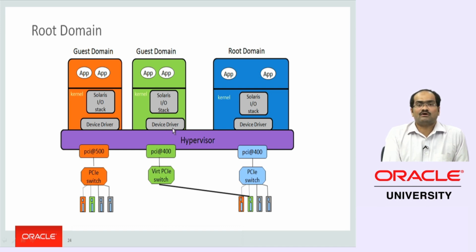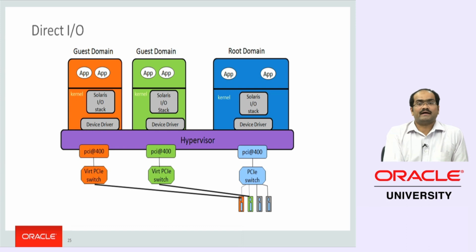So this guest domain also indirectly has the direct I/O feature, because the endpoint device is directly connected to the guest domain. In this case it is a typical example of an I/O domain, because it has been assigned a direct PCI endpoint device. In another direct I/O picture, we have two guest domains attached with PCI endpoint devices, which are called I/O domains, and the one on the right side is a root domain which owns the complete PCI 400 bus.